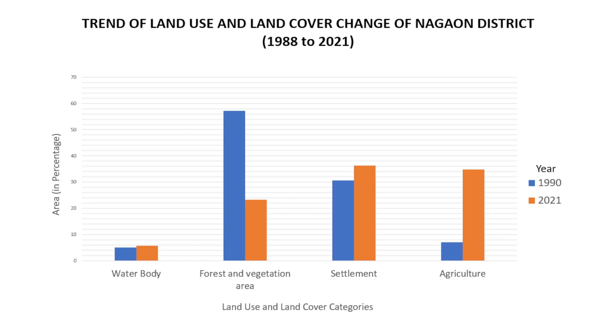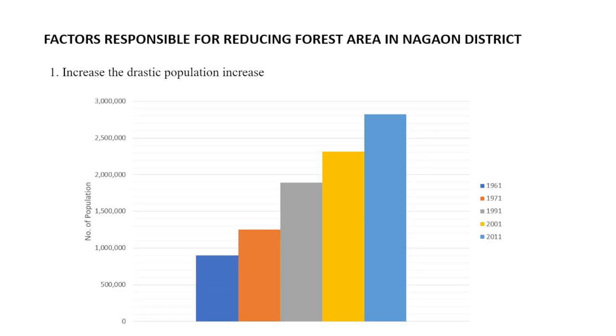This is the trend of land use land cover change of Nagaon district from 1988 to 2021. The bar chart shows a significant rise of the population of Nagaon district from 1961 to 2011, contributing to the reduction in the forest area, and the source of this data is Census of India.